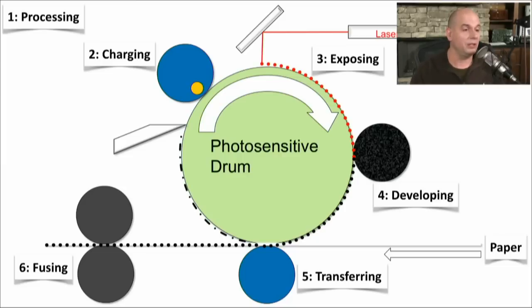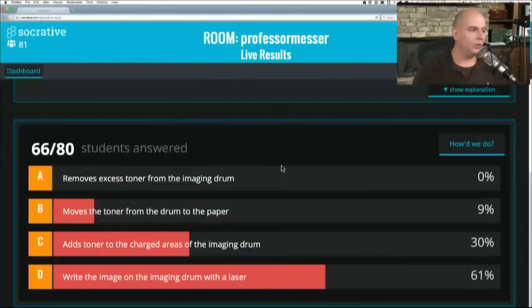Now, in our question, we were talking about the exposing step. So that's in this particular picture, step 3, where we are writing the image on the drum with a laser. So if you're one of the 61% that answered that particular one, you would be absolutely correct.